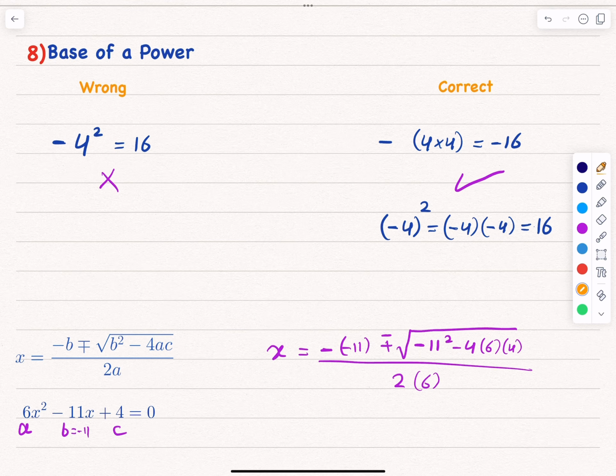And the reason is that here we have b squared, or negative 11 squared. Here we put just 11 squared and the negative is outside. So to put it correctly, we put the negative 11 in brackets like this and the problem will be solved.